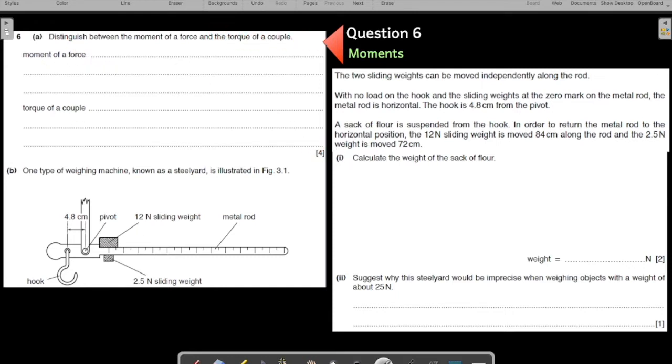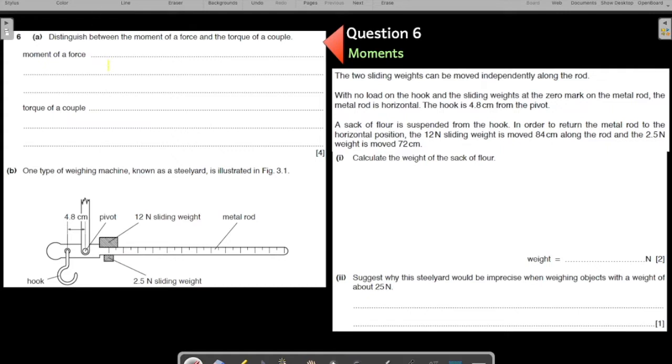2-mark question. Moment of a force: force multiplied by the perpendicular distance from the pivot. Torque of a couple is one of the forces multiplied by the perpendicular distance between the forces. If you would have noticed, there were some key points here. 4 key points came out.